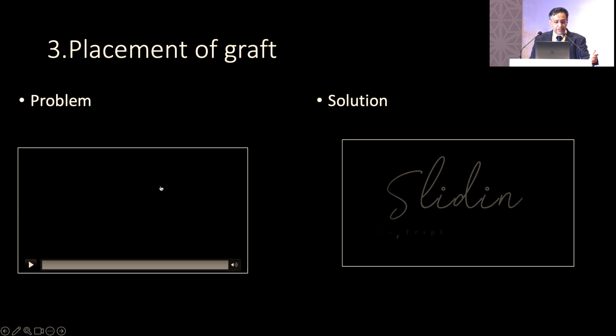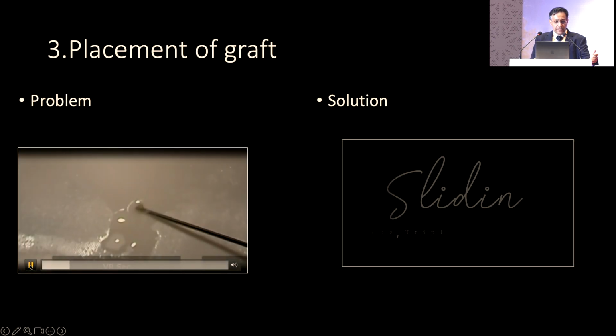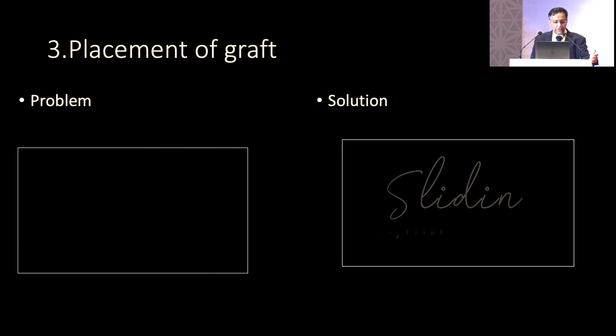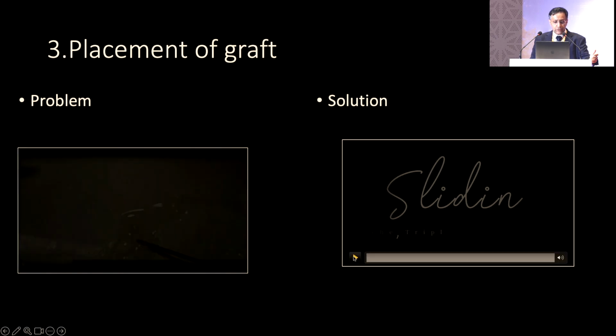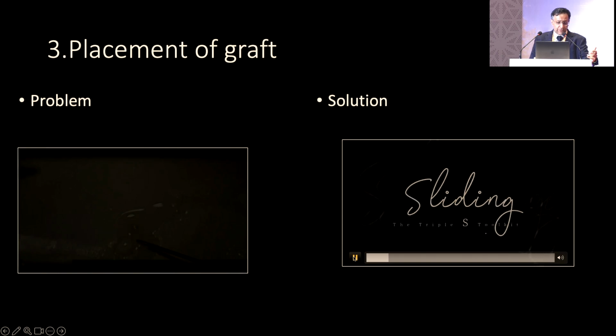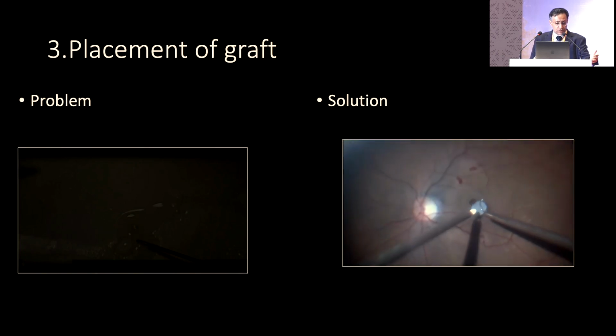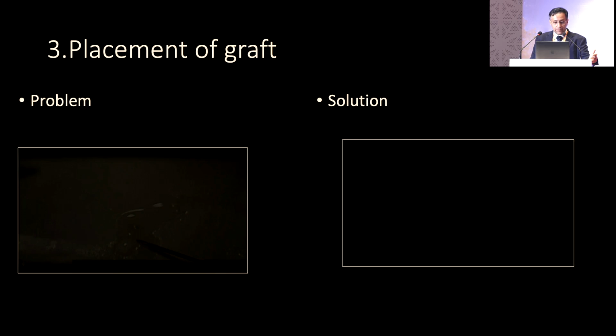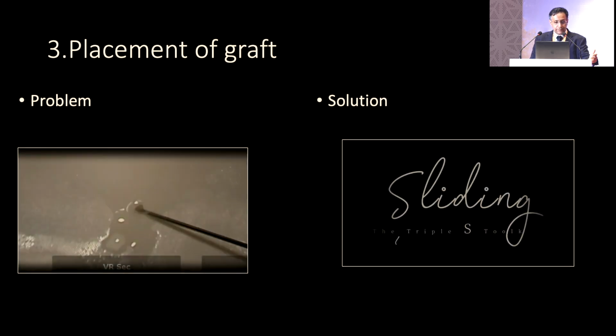Third is placement. Placing it is always an issue. You see the forceps, it gets stuck, it doesn't come off, so it's really not very elegant to use. So we discussed and devised the sliding technique. Here we use a bimanual technique, put a chandelier, and in one hand you can have the Tano's, and in the other hand the nitinol loop, or you can use the flex loop in both hands if you like, and see how elegantly you can put the amniotic membrane using this technique.